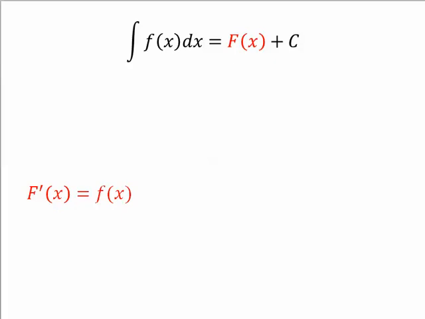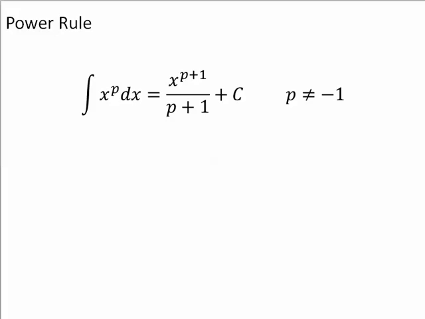Now, your first rule of antiderivatives is the antiderivative of x to the p is equal to x to the p plus 1 over p plus 1. Now, you can see that this rule doesn't work if p is equal to -1. You would end up with p plus 1 being 0 in the denominator. So it doesn't hold for p equaling -1, but it holds for every other value of p.